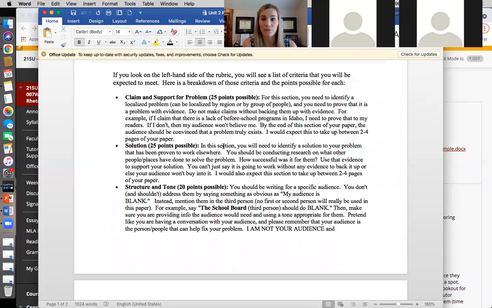Or close to half of your paper, right? You need to spend a good amount of time proving that this problem exists. A couple of ways that you can do that is not only stating what the problem is, but also analyzing the causes and effects of those problems. So if you're having trouble expanding here, look into the causes and effects, okay?